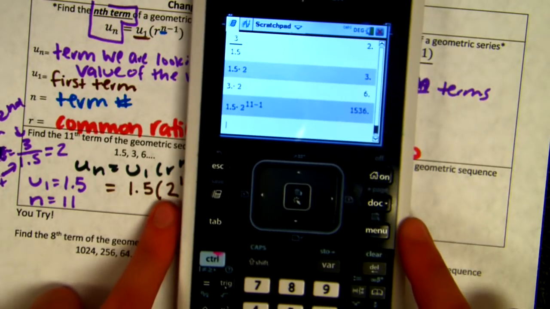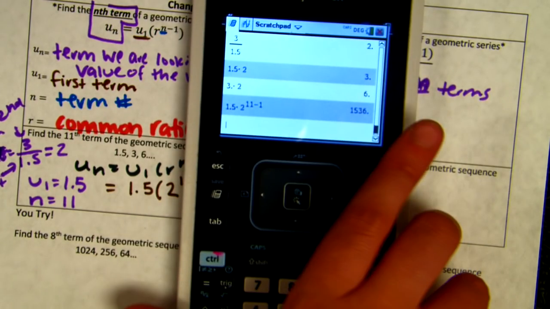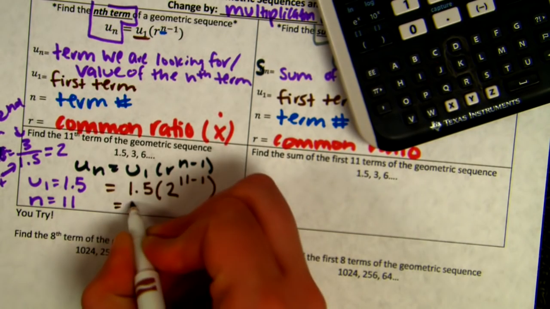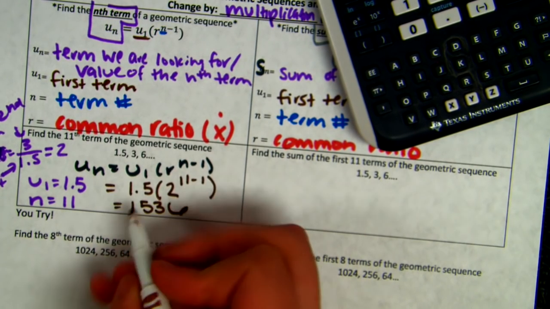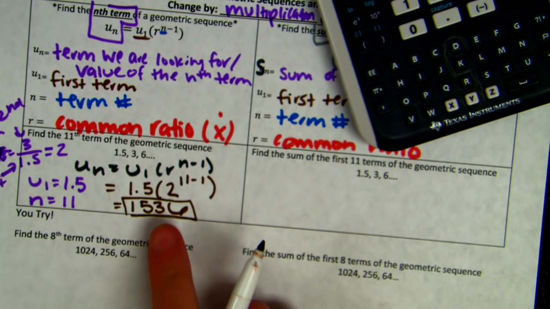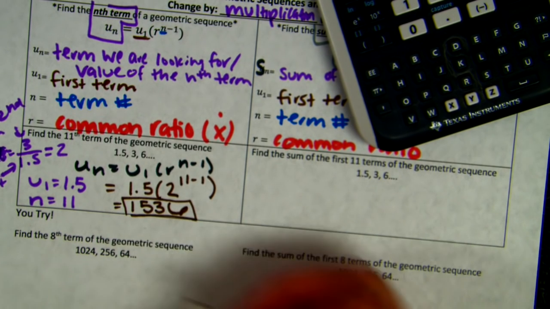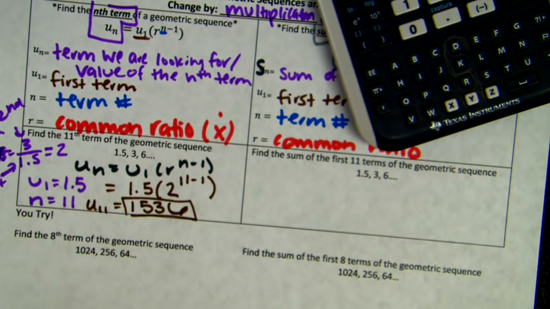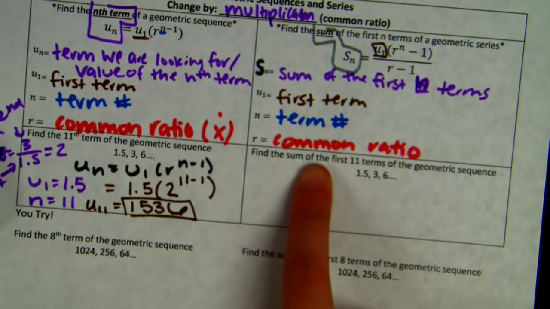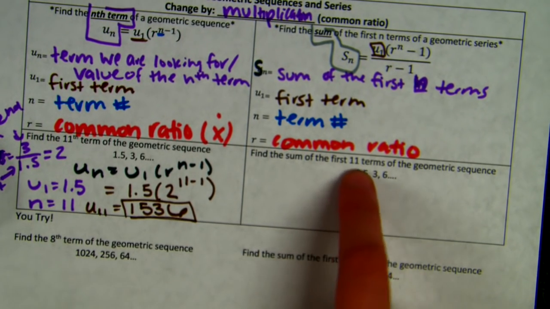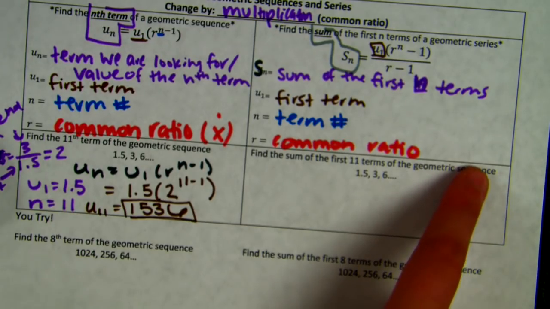That should give me an answer of 1,536, which would be my answer. So the 11th term is going to be equal to 1,536. Moving over here, it says find the sum of the first 11 terms of the geometric sequence.